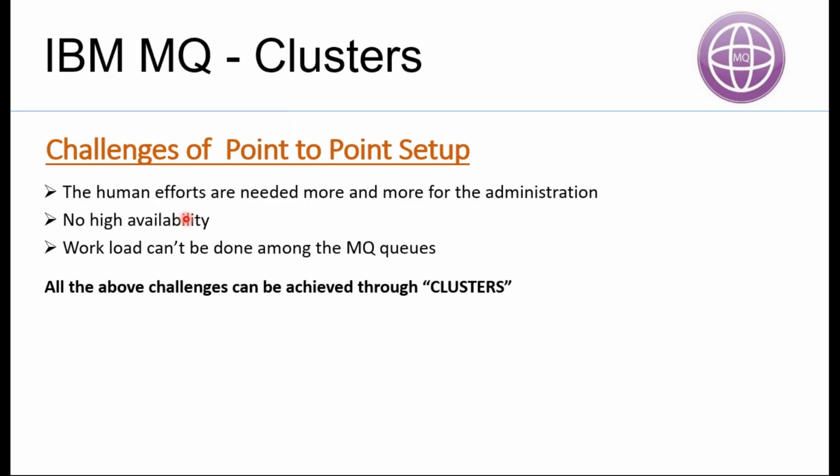Now there is no high availability. It means in sending and receiving queue managers, if a sending queue manager is down, that's it, the receiving queue manager has no way to receive the message. This is another challenge. Now workload cannot be balanced among MQ queues. If a receiving queue receives 1 million messages or 100 million messages, each and every load it has to handle on its own. There is no other queue manager with which it can share its workload. That feasibility is not there in the point-to-point setup.